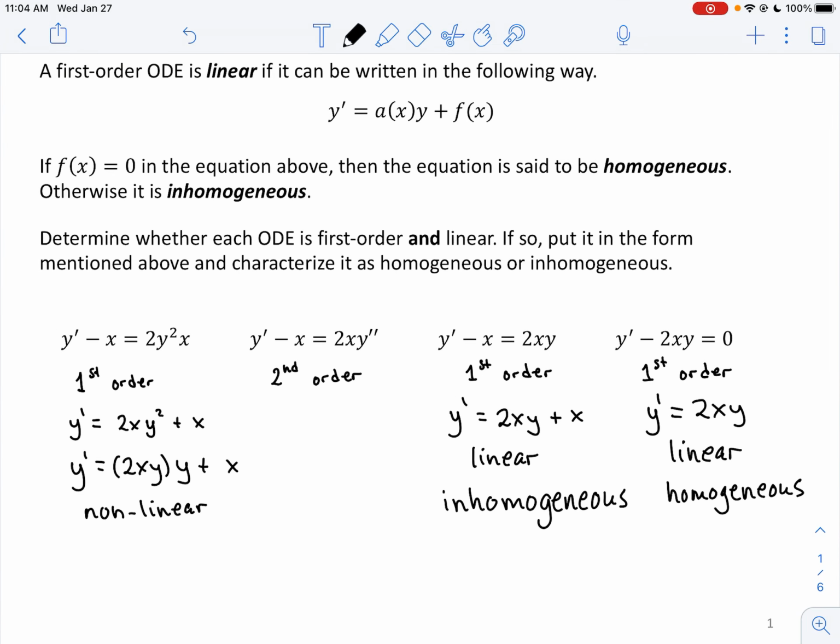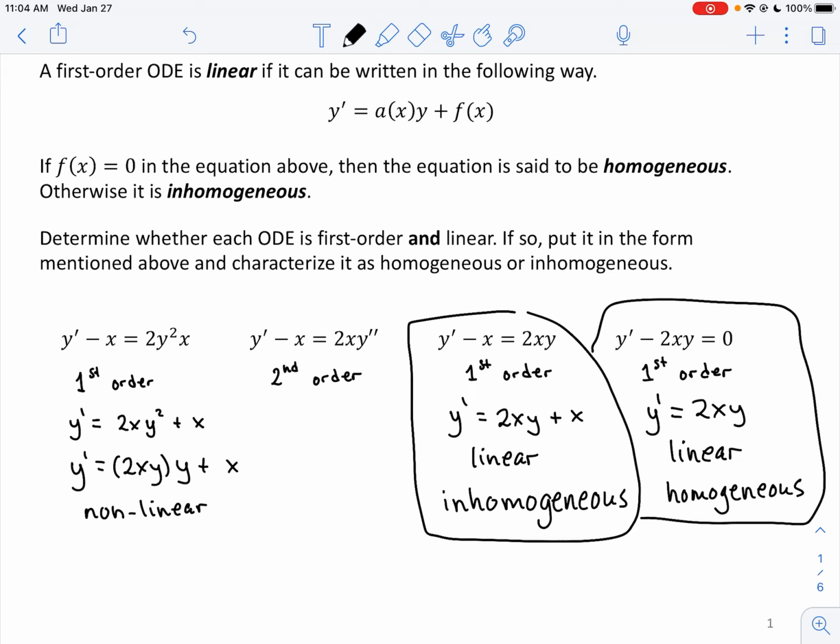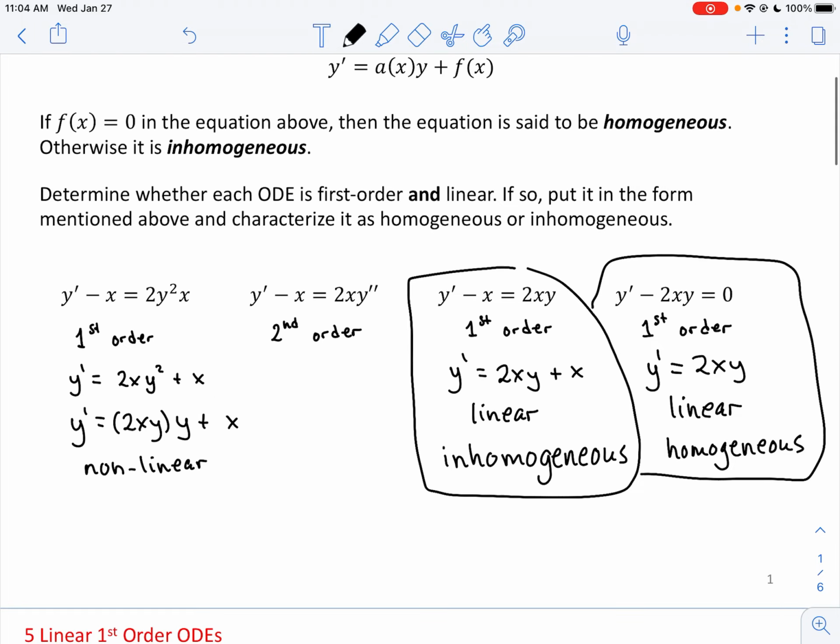So the differential equations that were linear and first order are this one and this one, the third and the fourth ODE. Now, homogeneous linear differential equations are always separable.